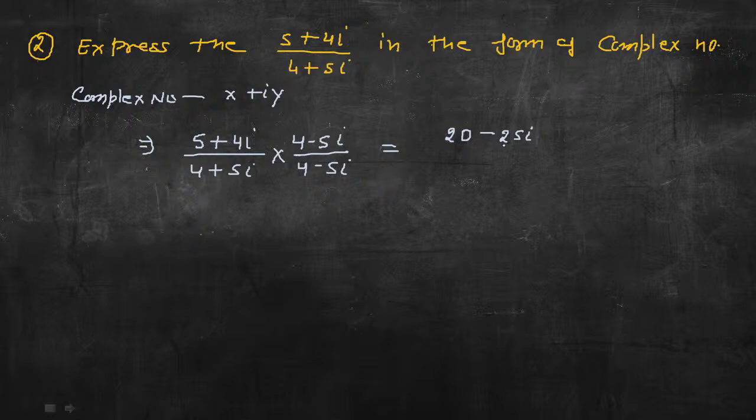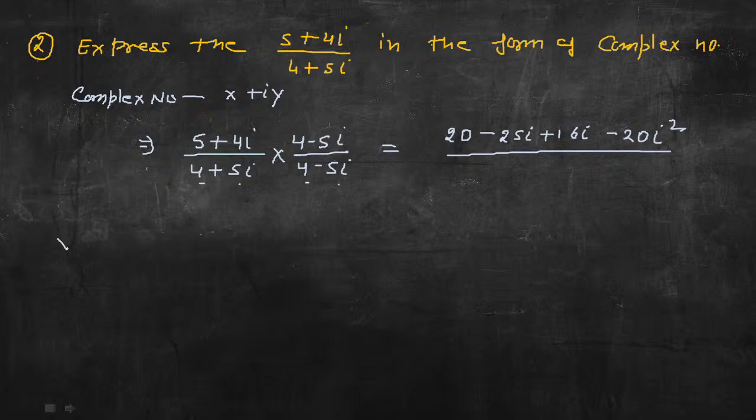Fine. So 20 minus 25, I'm just trying to multiply, nothing else. I'm multiplying 5 into 4, that is 20. 5 into 5 iota, that is minus 25 iota. 4 into 4 iota becomes plus 16 iota, and 4 iota into 5 iota becomes minus 20 iota square. Okay, so you know that a plus b into a minus b.